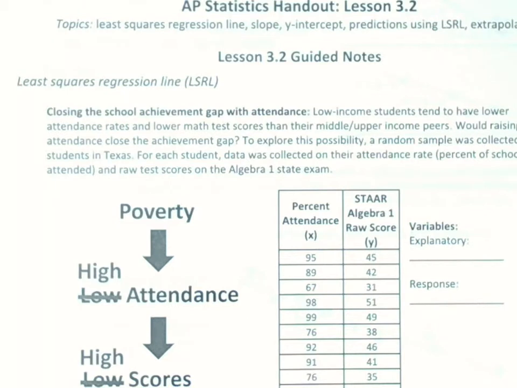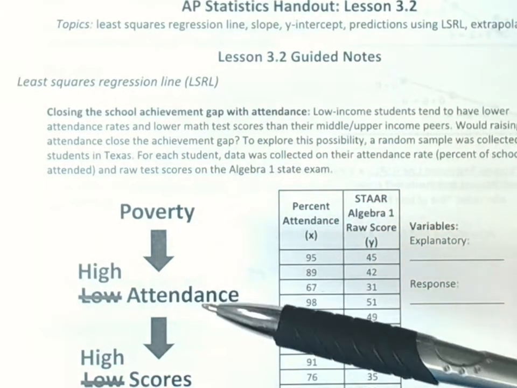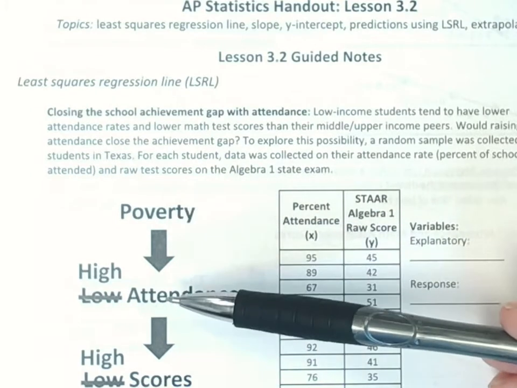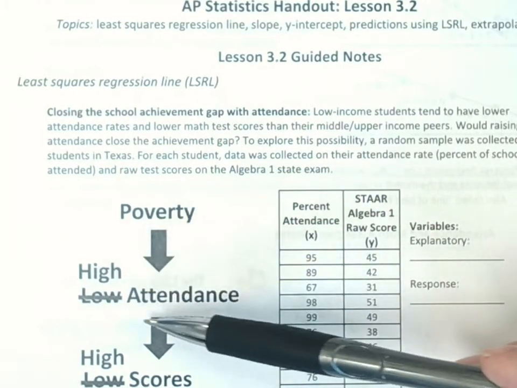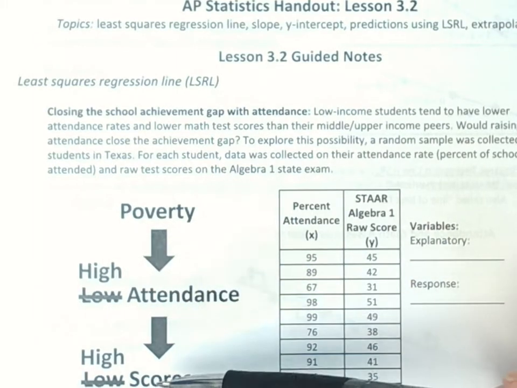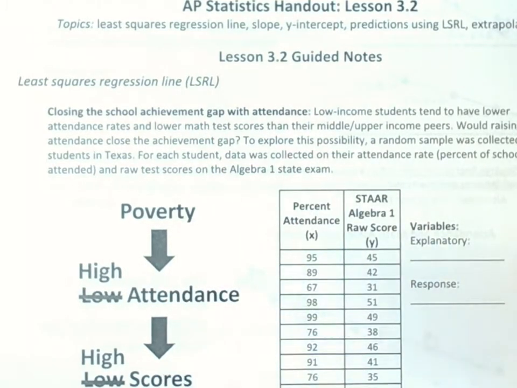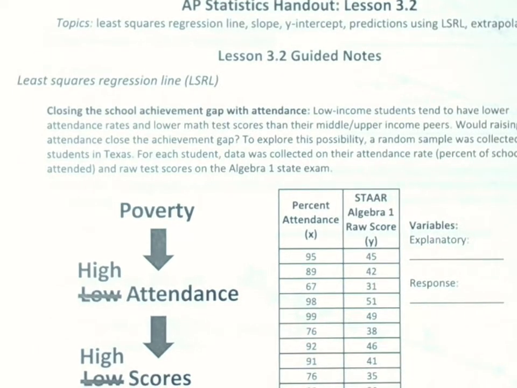And this time our guiding question is going to be: can we correlate attendance and scores? And we're going to use the Algebra 1 STAR test. What we've traditionally seen is that if there is a high poverty rate, there is low attendance and low scores. But if we could change that attendance to be high attendance, would that cause our STAR scores to increase? So these are the data we're going to be looking at today.